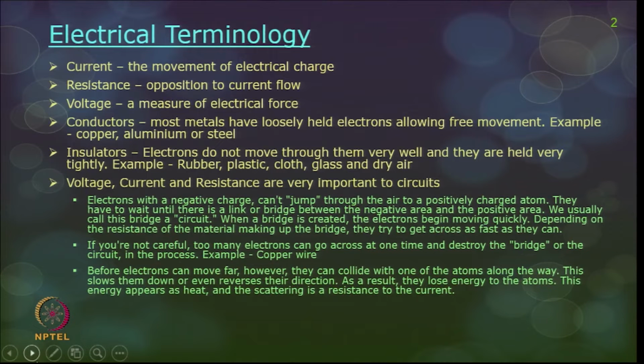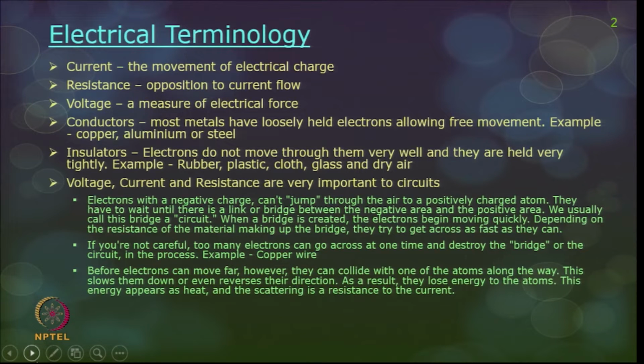Insulators: materials whose electrons do not move freely and are held very tightly are called insulators. Examples are rubber, plastic, cloth, gas, glass and dry air. Voltage, current and resistance are the three terms; you would have learnt Ohm's law, and they are very important in terms of circuits. Electrons with a negative charge start flowing and move toward a positively charged atom.